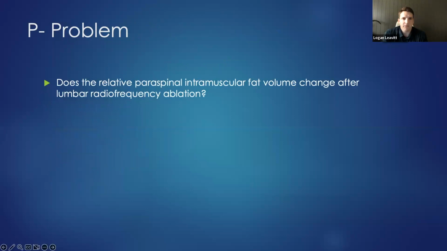But basically the main problem that they're looking at is, does the relative paraspinal intramuscular fat volume change after lumbar radiofrequency ablation? So they're looking at the volume of the paraspinal musculature, and they're wondering, well, after radiofrequency ablation, so after we burn these nerves that we know innervate some of the paraspinal muscles, namely the multifidus, does the volume of the muscle change? And basically what happens is if there's atrophy or degradation of the muscle or it becomes denervated, it just gets replaced with fat. So that's what they're looking at. They're looking at this muscle volume after the procedure. So that's the problem they're looking into, that's their question.